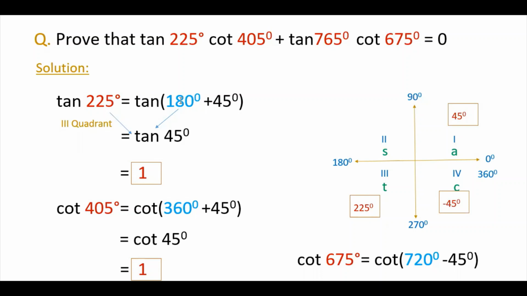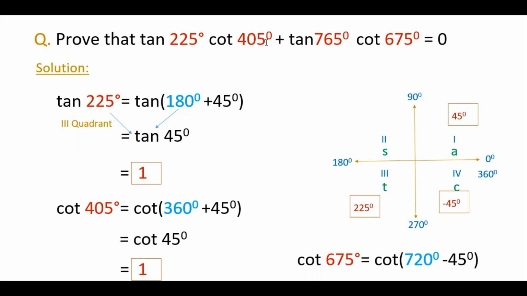And again it is 180, so there is no need to change the trigonometric function. So that is tan only. So tan 45 degrees here is positive, as well as the same trigonometric function. So this is tan 45 degrees. Tan 45 degrees is 1.